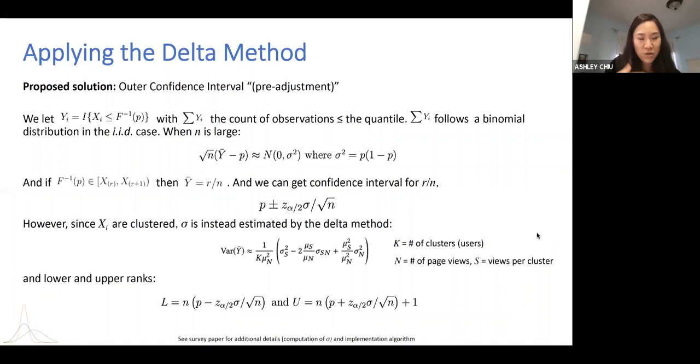They go through the math in the paper, and I'll include this in my survey paper, but basically we need to adjust so that we're calculating a variance that also takes into consideration the number of users and the number of page views for a given user, so the number of clusters. By that, you can adjust the formula to get a lower and an upper rank to fetch your quantiles and then create your confidence interval.